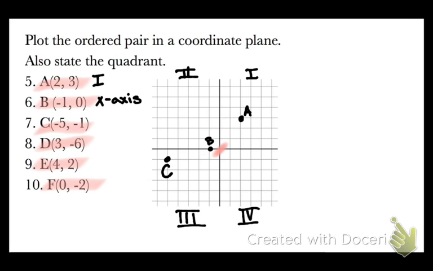All right, so now I've plotted C. I went to the left 5 and down 1, and I see that's in quadrant 3. I want you to go through and do D, E, and F, and we will talk about them in class tomorrow.